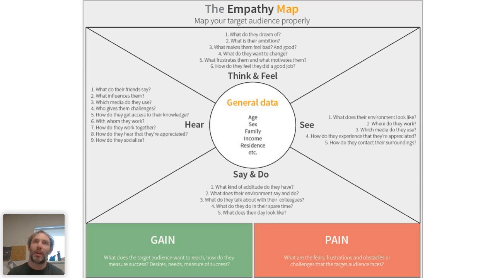And then once you start to fill some of these things in, you can start to think about what are the gains? What does your audience really want? What's their goal? What do they want to reach? How do they measure success in something? What are their desires? What are their needs? And what their pain points are. So what are their fears, frustrations, obstacles, challenges?